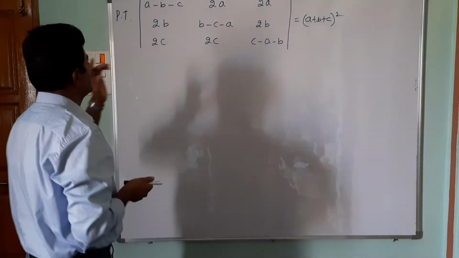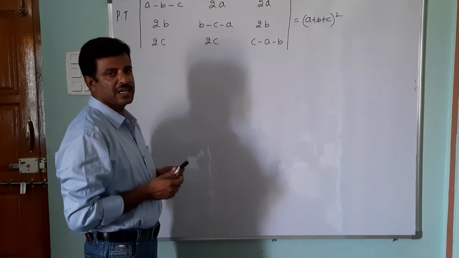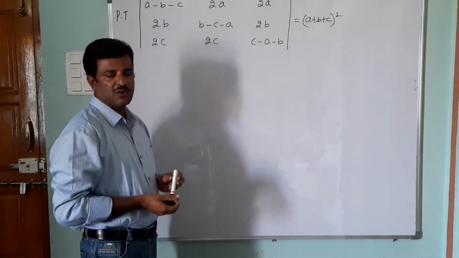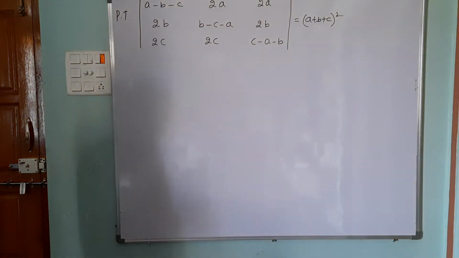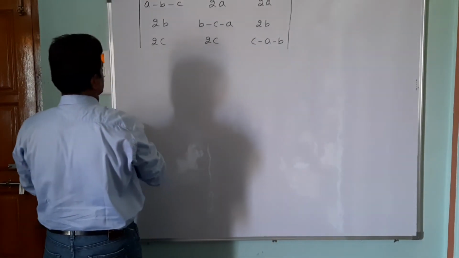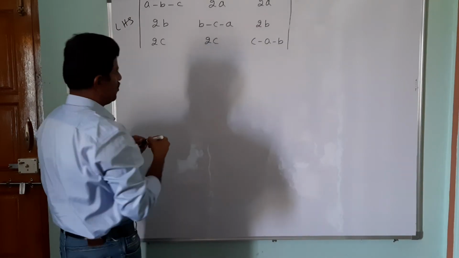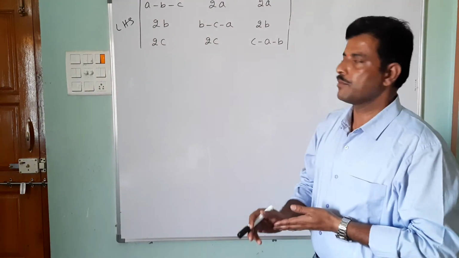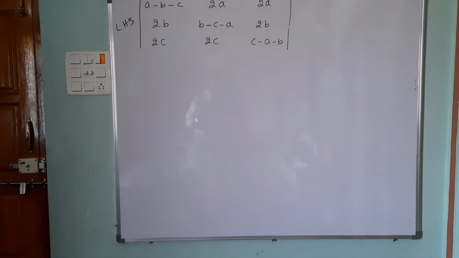Okay, next problem: determinant of a minus b minus c, 2a, 2a; 2b, b minus c minus a, 2b; 2c, 2c, c minus a minus b, is equal to a plus b plus c whole square. So first I am taking the LHS, the left hand side. Here also the same condition: R1 dash is equal to R1 plus R2 plus R3. Then C2 dash is equal to C2 minus C1.